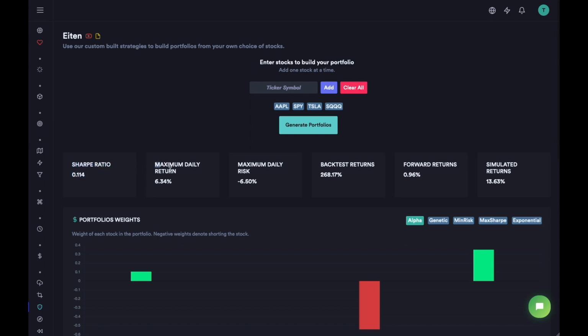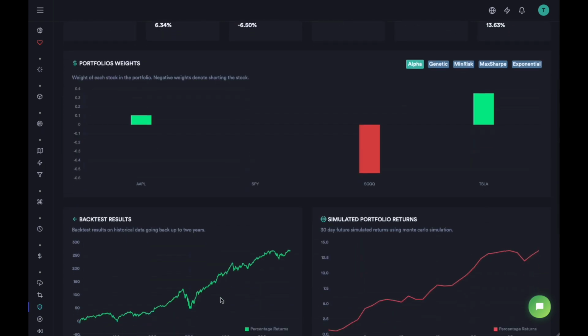Then we have the maximum daily return. So there was one day where we had 6% returns. Maximum daily risk is minus 6.5%. So the maximum daily return should always be greater than the maximum daily risk. So this is not really a good portfolio, although the returns were so huge.